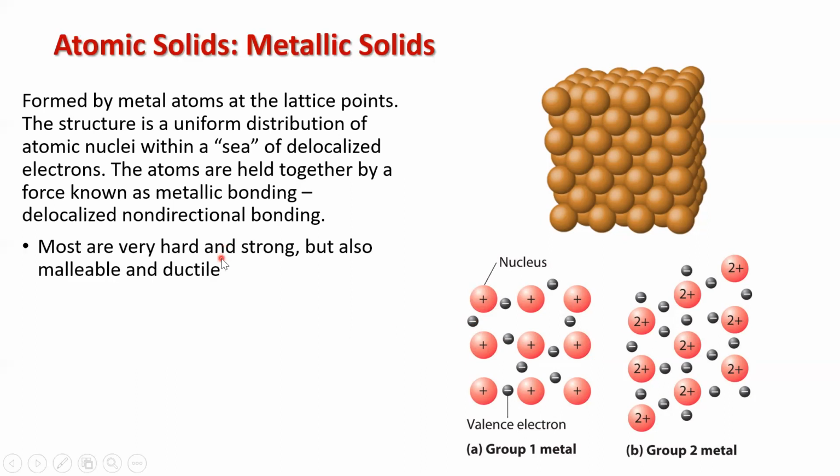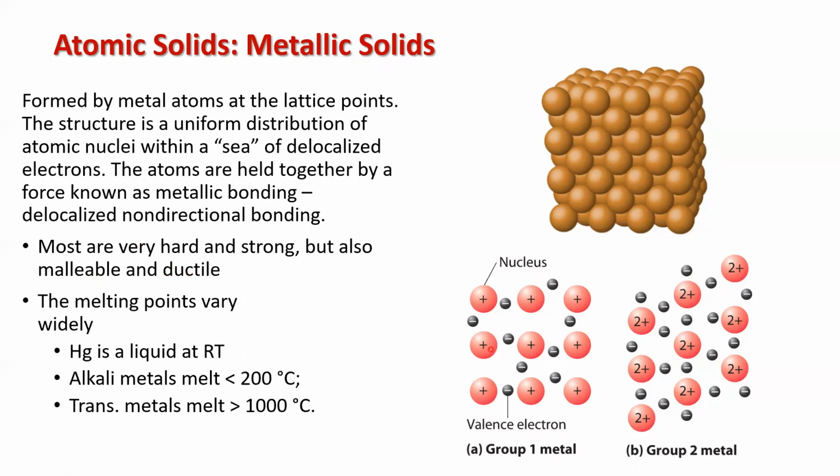Atomic solids made out of metals at their lattice points are very hard and strong, but they are malleable and ductile. Malleable means that we can spread them out into thin sheets. We can hit them with a mallet and make them nice and thin. Ductile means we can draw them out and make wires out of them. Metals are malleable and ductile because of the way that the atoms are arranged in that atomic solid. Their melting points can vary.